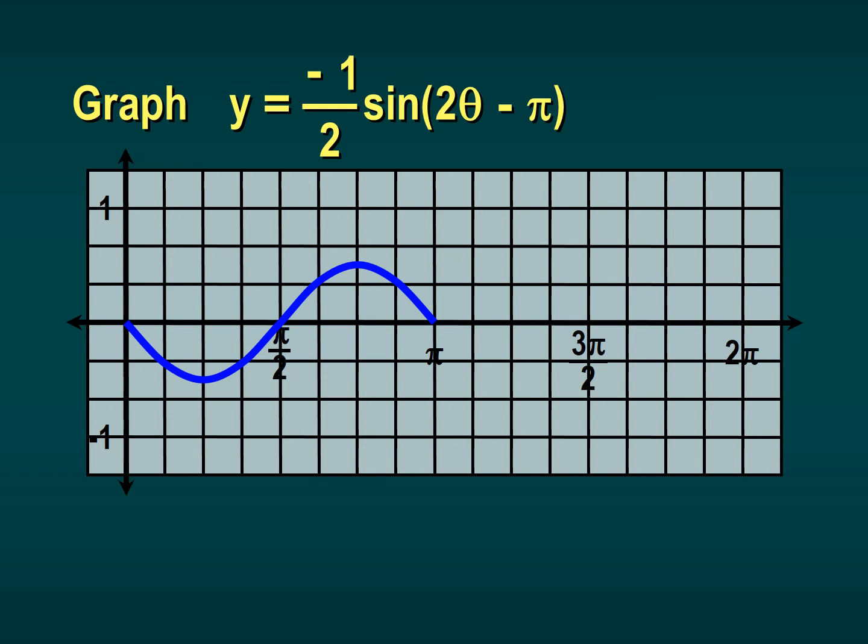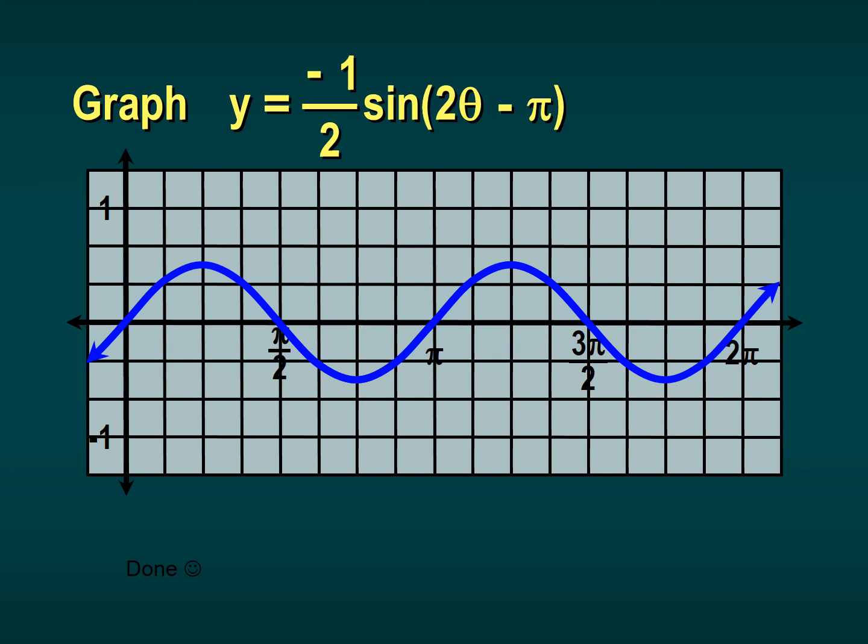And now we're going to have to translate left or right because we have a b value. So remember, for our b value, we have to do our b divided by our n. So pi divided by 2. So that means we're going to shift pi over 2. And because it's minus pi, we're going to have to shift to the right pi over 2. So there's our shift there. So this is our new graph, and we'll go ahead and finish sketching it so that way we can see what it looks like with several cycles.